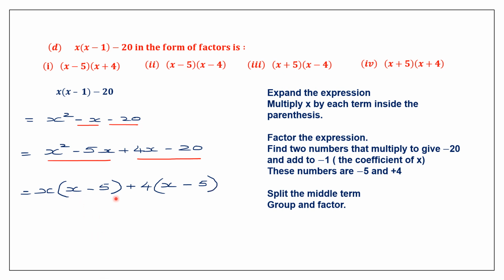So we have x minus 5, that is common. So let's write that down. That's going to be our first factor, x minus 5, and the other factor is x plus 4. So we have both our factors, x minus 5 and x plus 4, which is our answer here. Option 1 is our final answer.